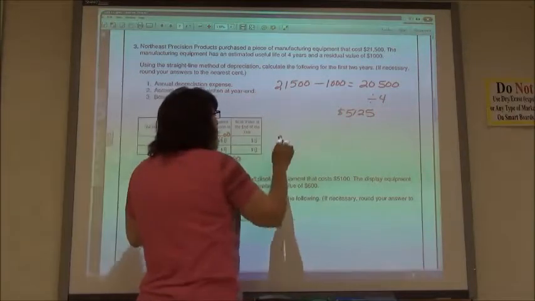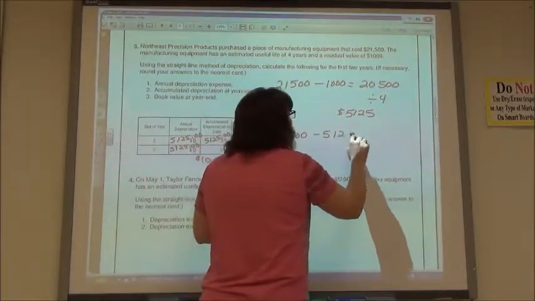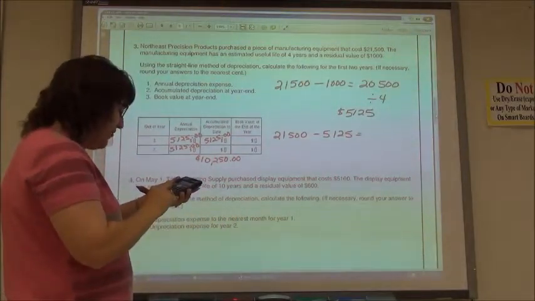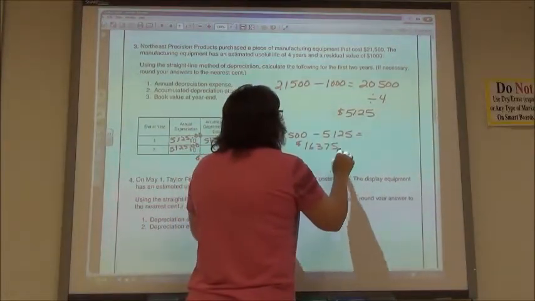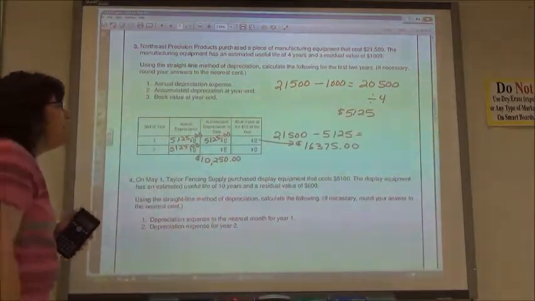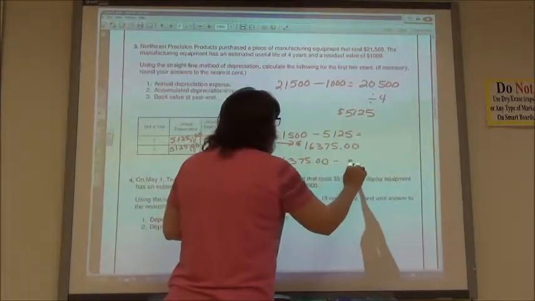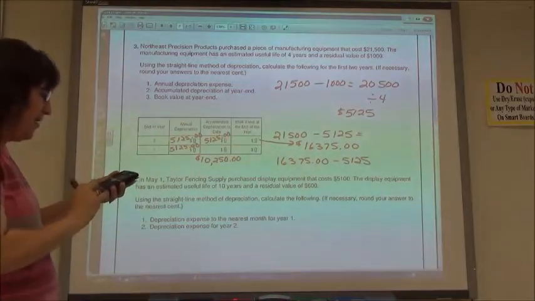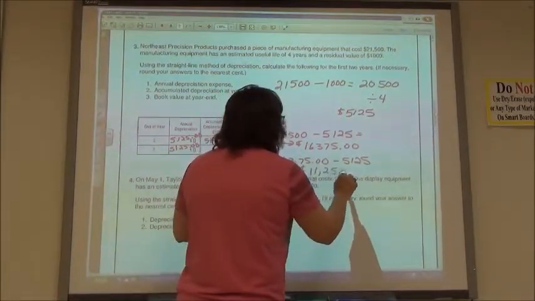So starting out, it had a value of $21,500. Our depreciation is $5,125. So $21,500 minus $5,125 gives me $16,375 for the book value after the first year. For the second year, we're going to start at that $16,375 and subtract off the $5,125 again. And so after year 2, now its value is $11,250.